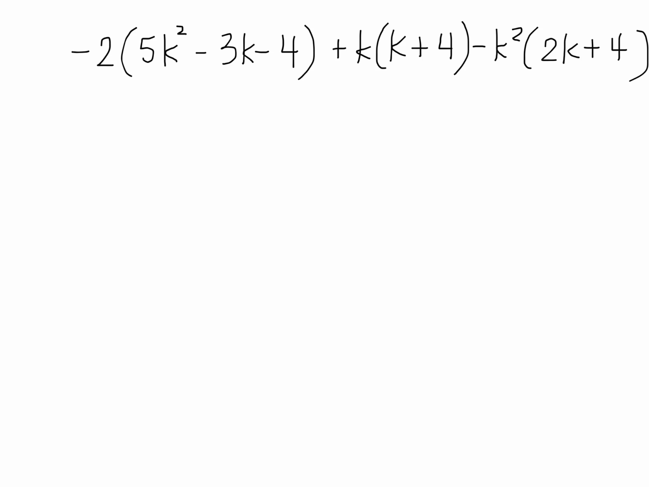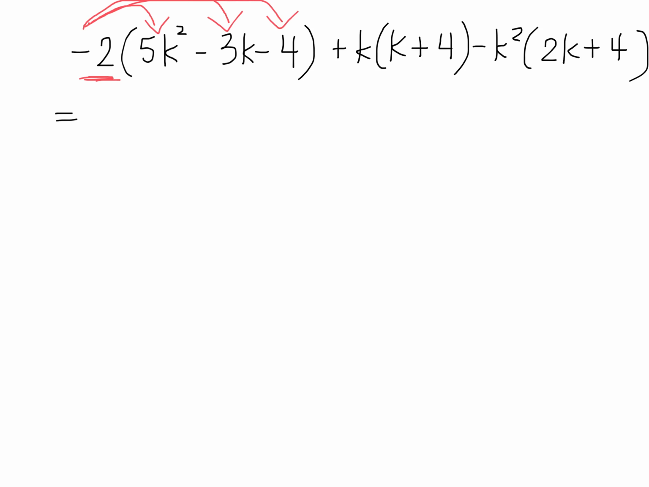Okay, in this question, we have a number in front of the bracket. So you're going to multiply the number in front of the bracket by everything inside that bracket only. So I'm multiplying negative 2 times what? 5k squared. And then I'm multiplying negative 2 times negative 3k. And then I'm multiplying negative 2 times negative 4. So do that right now.